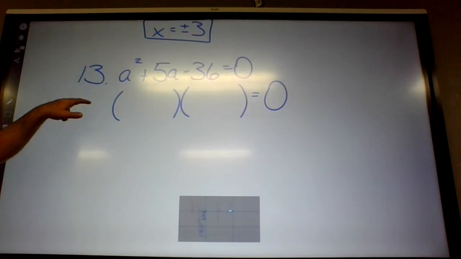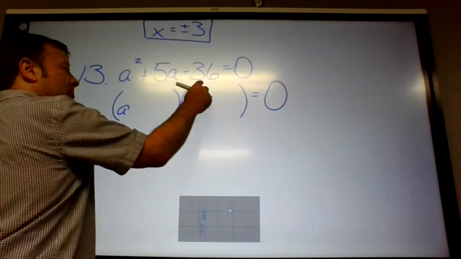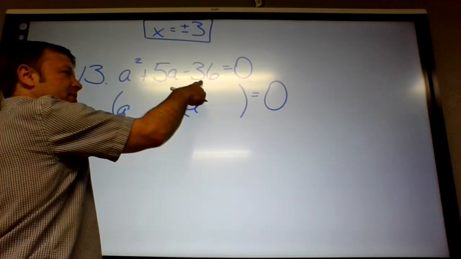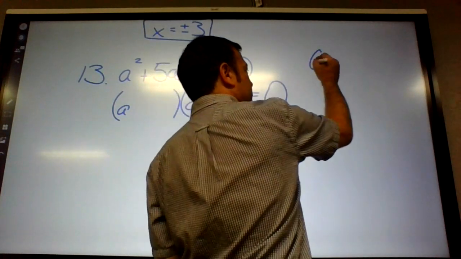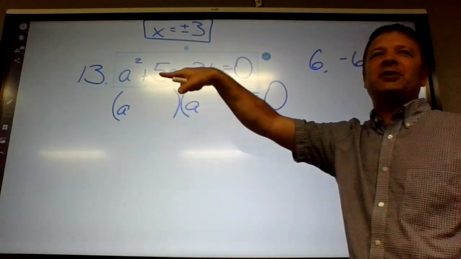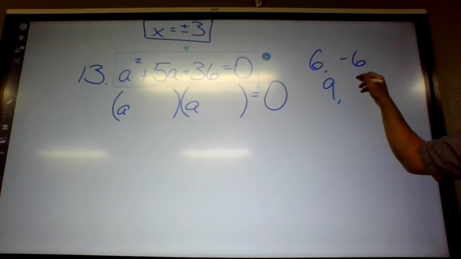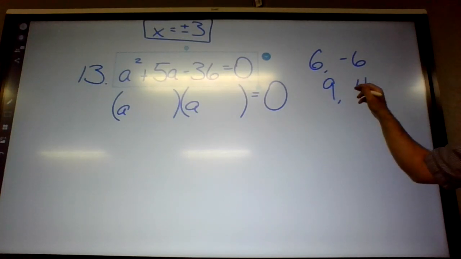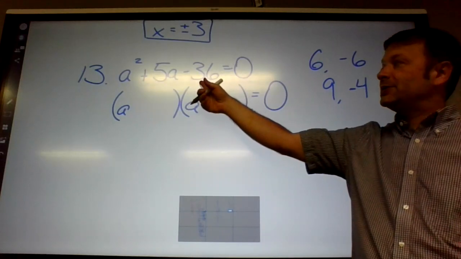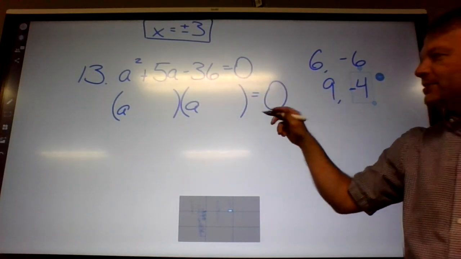So 13 is kind of like number 9, right? It's got the 3 terms. So what multiplies into 36? 6 and -6, but do those add up to 5? No. What else goes into 36? 9 and 4. Could those add up to 5? 9 and -4. Yeah, if 4 is negative. And we do need a negative because this is a negative 36. So yes, those do add up to 5.